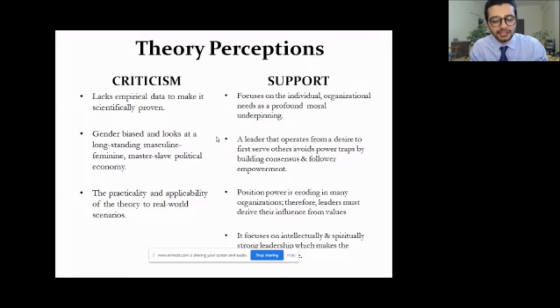So coming to the second criticism, that it is gender biased and looks at a long-standing masculine, feminine, or master-slave political economy. I would seriously laugh at this criticism, as I just said yes as well.